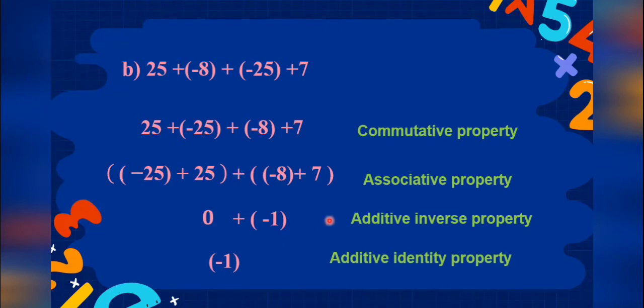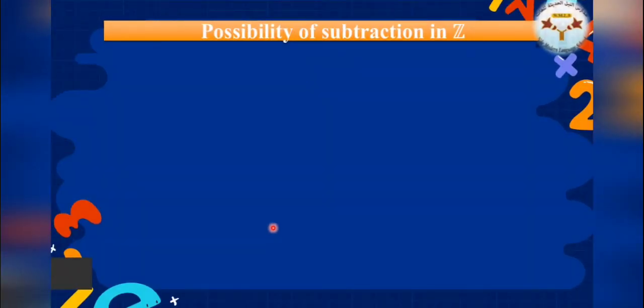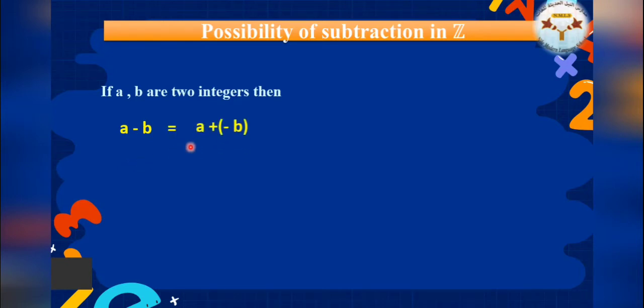Okay, now I will come to subtraction. Coming to subtraction, it is so important at first to know that if a and b are two integers, then a minus b is equal to a plus negative b. This is a very important rule. It will help you to solve subtraction problems easily.